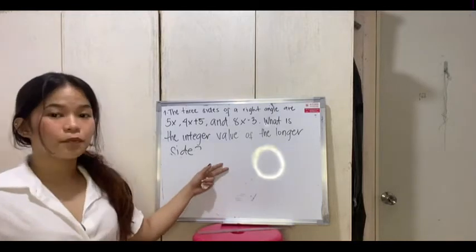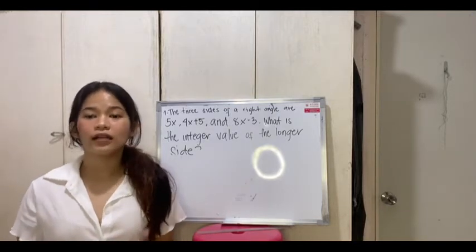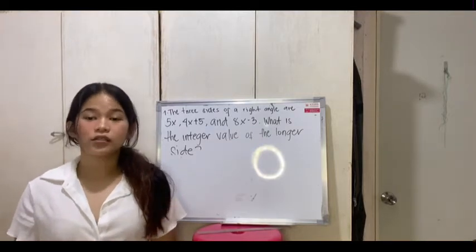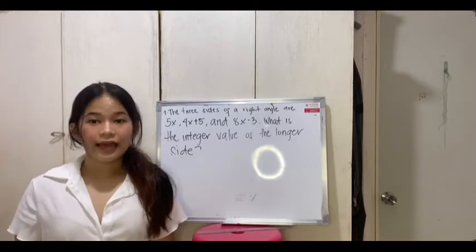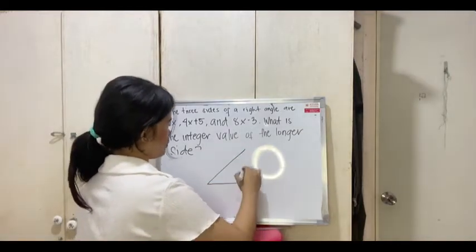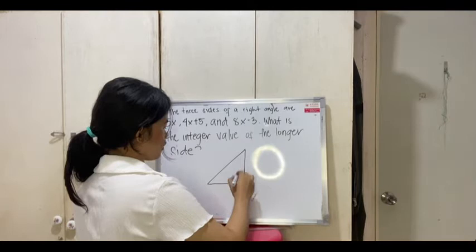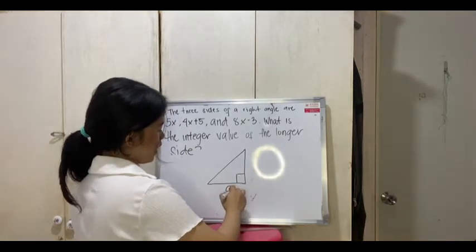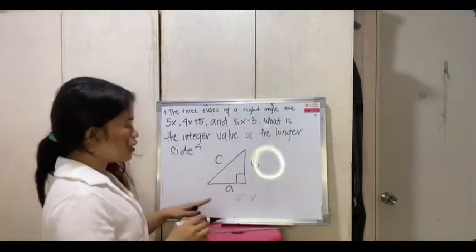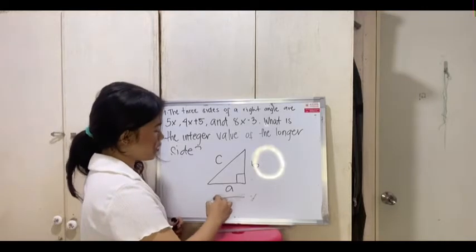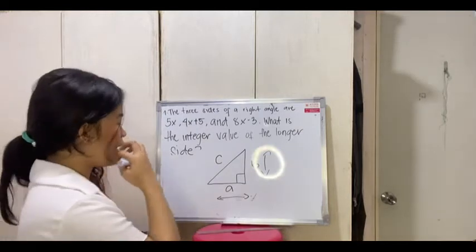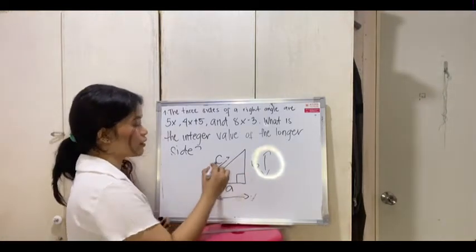Before we solve this problem, I am going to give you a little detail about the Pythagorean Theorem. The Pythagorean Theorem helps us see the relationship of the three sides of a right triangle. Let's call this side A, and this side B, and this side C. A represents the length of this side, B represents the length of the vertical side of the triangle, and C represents the length of the hypotenuse.